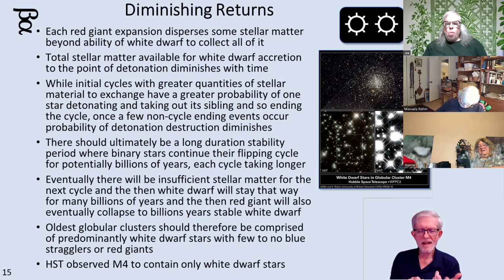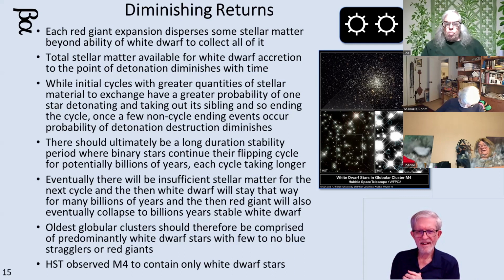And this is what we're seeing. In the globular clusters that are the oldest ones, the ones on the outskirts of the galaxy, the ones that are the oldest ones that we can determine, all seem to be white dwarf stars. And now that we can see things in infrared and ultraviolet and radio as well as visual, they're white dwarfs.